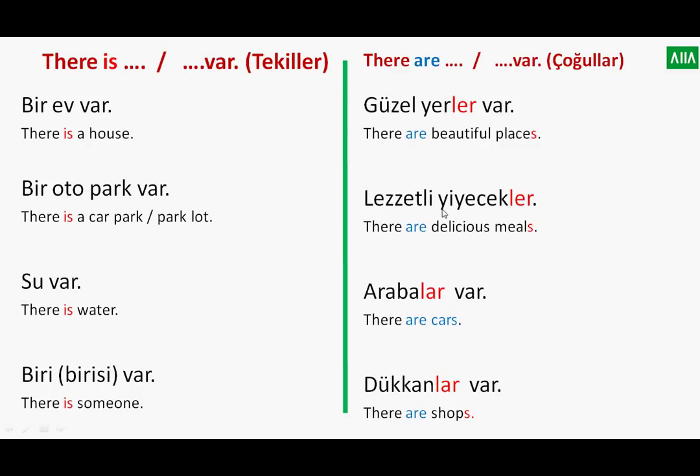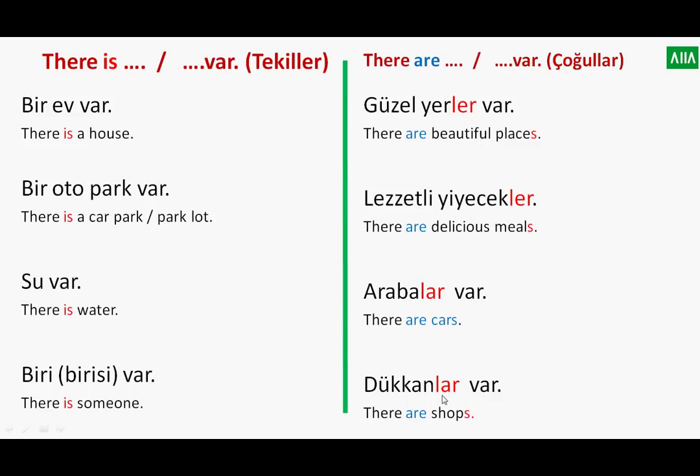Lezzetli yiyecekler var. There must be var, actually. I missed it, so we should start like this. Lezzetli yiyecekler var. Arabalar var. Look. Dükkanlar var. Look, it is in red fonts here.